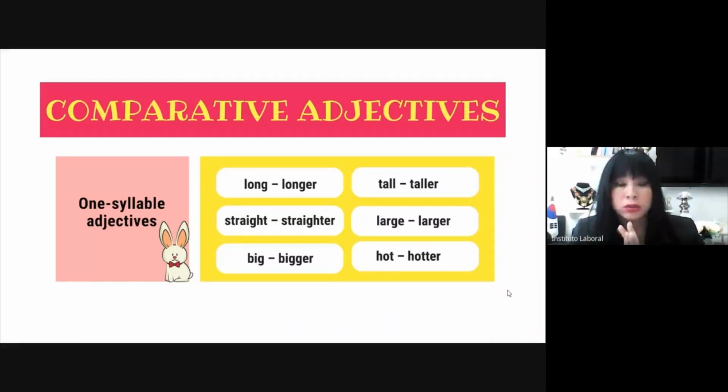So we have one syllable adjectives. Long. How many letters do we have in this word? One, two, three, four. Four letters, but only one sound. Long, one sound, one syllable. Straight. Wow, this is a big word. How many consonants do we have here? One, two, three. That's a cluster. Two vowels, three consonants, but only one sound. Most of the consonants are silent. Big, only one sound, and in this case is shorter.